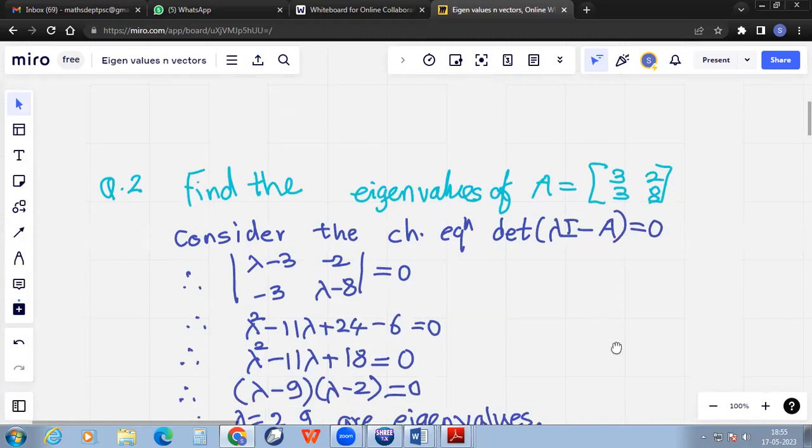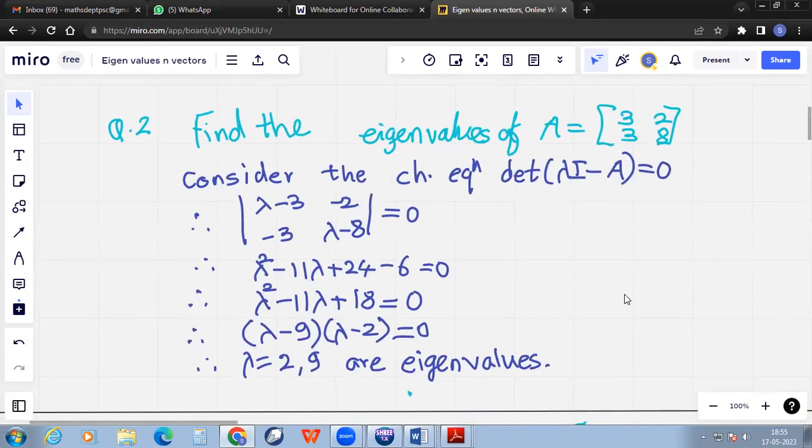The question says, find the eigenvalues of A. To find the eigenvalues of A, I think we are now quite familiar with the characteristic equation. We take the characteristic matrix, that is lambda I minus A, find its determinant and equate it to 0, solve it and get the values of lambda. So we are getting lambda minus 3, as I have said earlier, lambda will appear on the principal diagonal and every entry of A is negated. So I got lambda minus 3, minus 2, minus 3 and lambda minus 8.